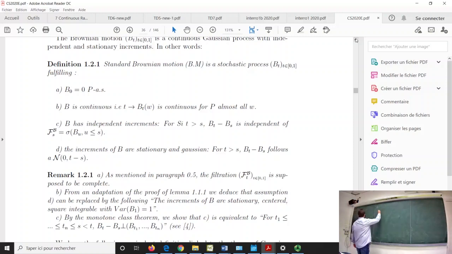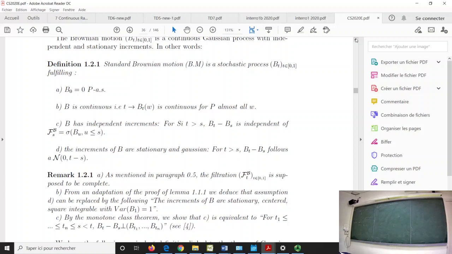So Bt is a Gaussian process. What is the meaning of being a Gaussian process? What is the definition of a Gaussian process? It will not be a Gaussian vector, because a vector has a finite number of components, and here I am a process. But all the random vectors I can make from this process are Gaussian vectors.